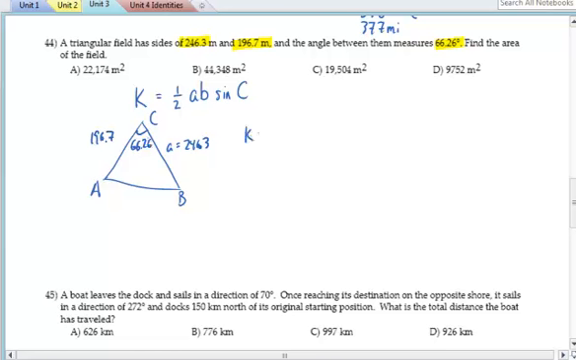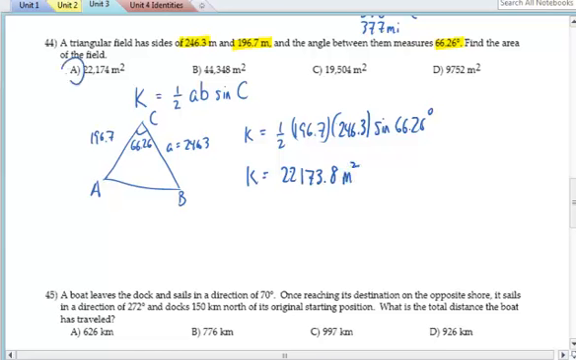Using the formula for area, 1/2 times 196.7 times 246.3 times the sine of 66.26 degrees, and K will equal 22,173.8 meters squared, and that would be choice A.